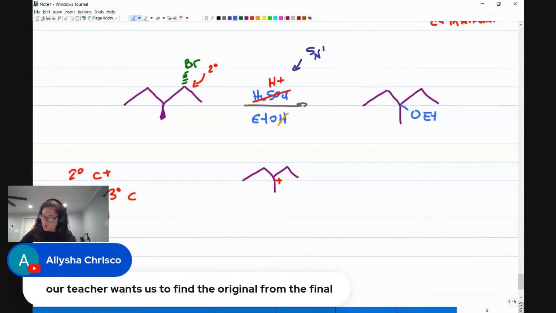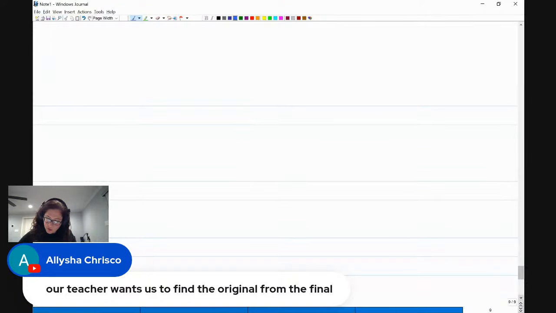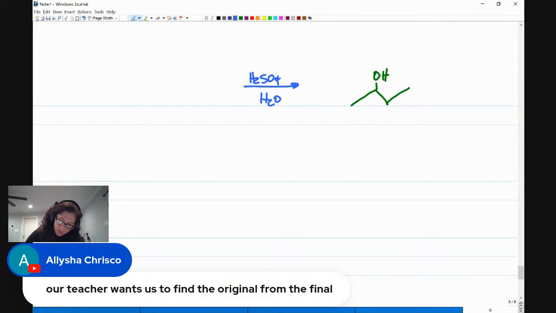To find the original from the product is very simple. It doesn't even matter if it was an SN1 or SN2 reaction when you're reversing it, because the trick is exactly the same. So let me start with a simple one, and I'll show you a couple. If I have a product that looks like this, and I know I reacted with H2SO4 and H2O, all you do to find the starting molecule is redraw the carbon skeleton and do exactly what we did before.